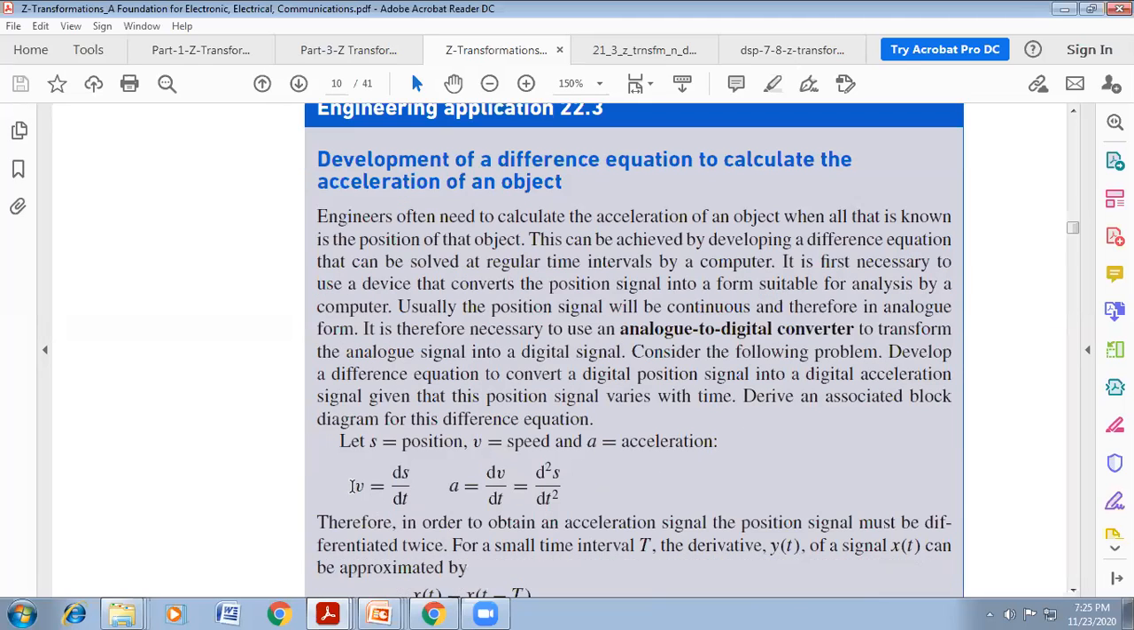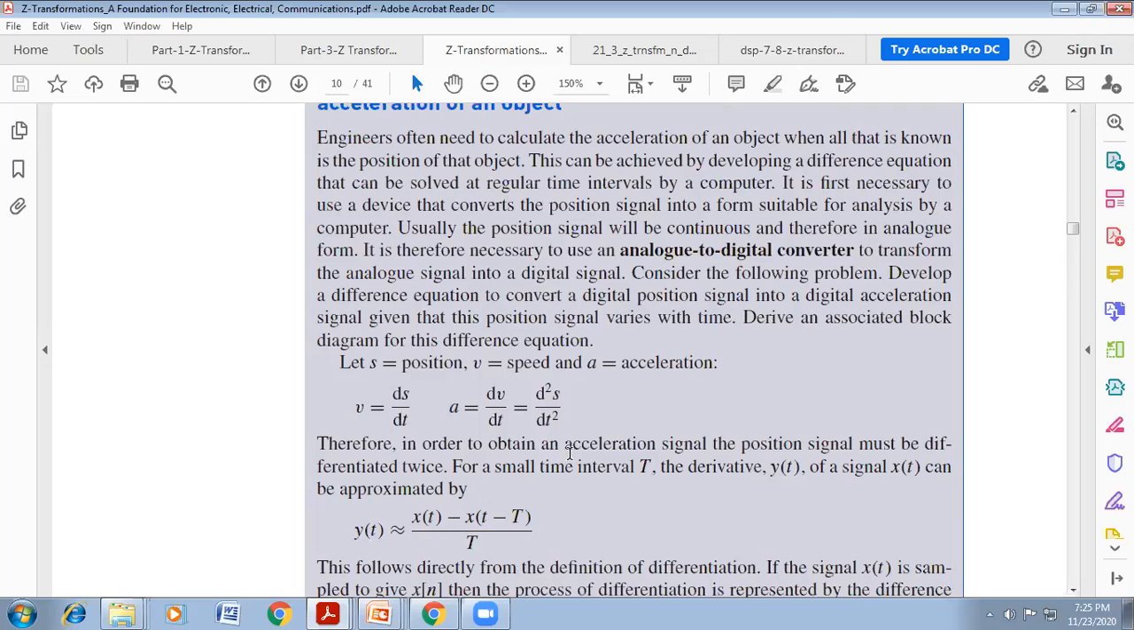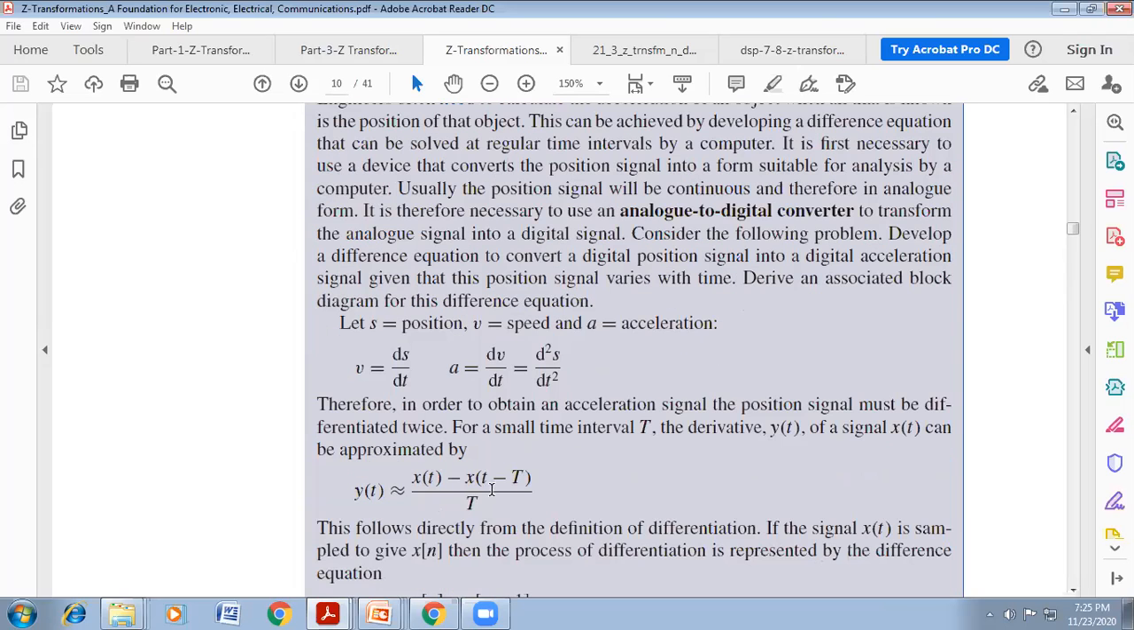Acceleration you must know. Velocity is the rate of change of displacement with respect to time, ds by dt. Acceleration is the rate of change of non-uniform velocity with respect to time, dv by dt. That means acceleration can be represented by d squared s by dt squared, where s is the position or displacement, v is the speed or velocity, and a is the acceleration. Therefore, in order to obtain an acceleration signal, the position signal must be differentiated twice.